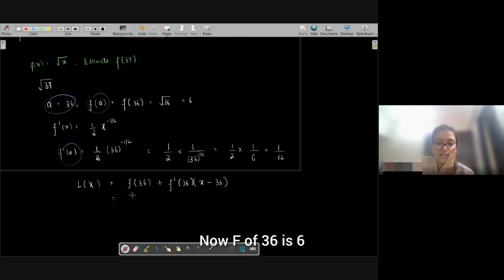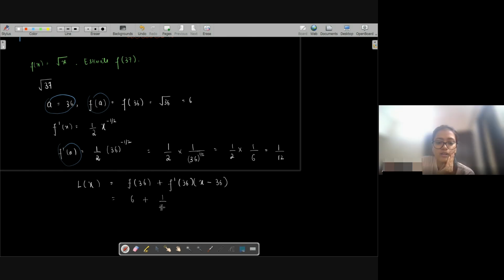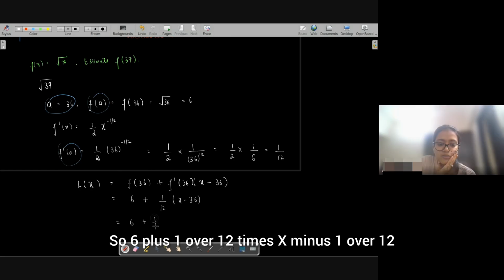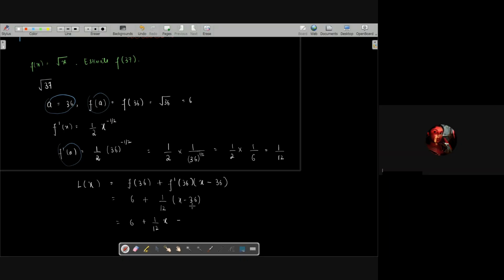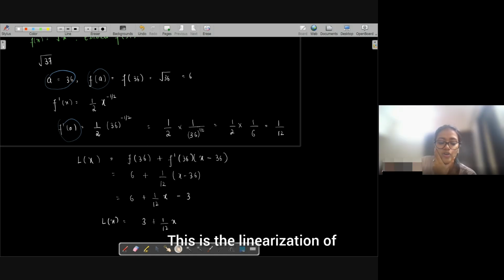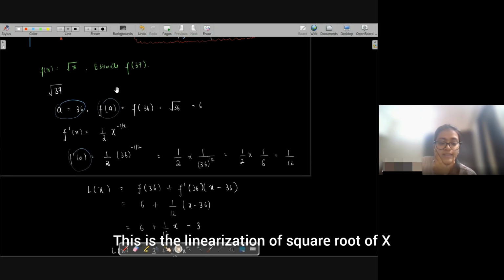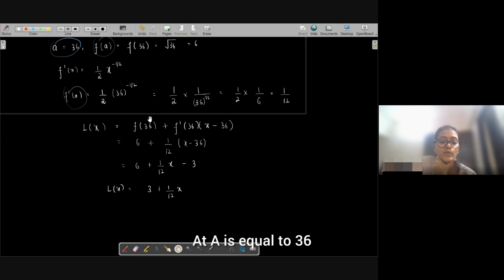Now f of 36 is 6. F prime of 36 is 1 over 12. And this is just x minus 36. So 6 plus 1 over 12 times x minus 1 over 12 times 36, 3. So this is 6 minus 3, 3. So 3 plus 1 half of x. This is the linearization of square root of x at a equal to 36.